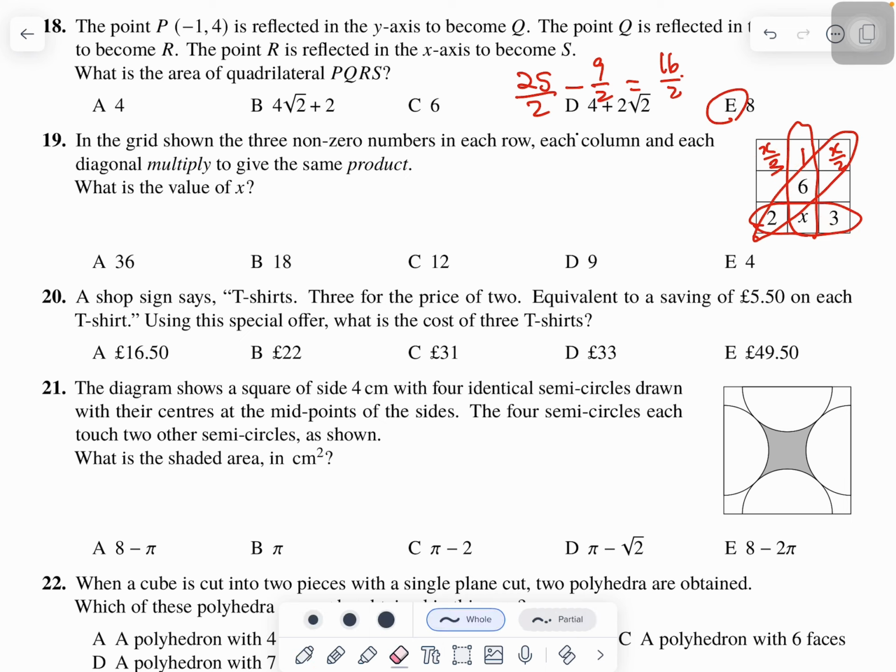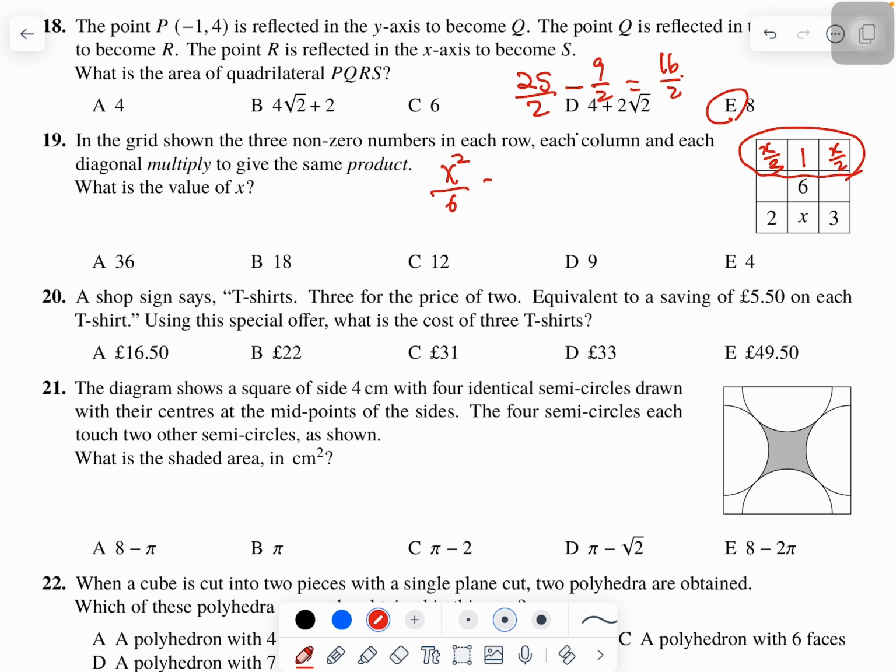So this makes each row the same, 6x. So here, this should be 6x too. So x squared should be 36x. X squared minus 36x becomes 0. X should be 36.